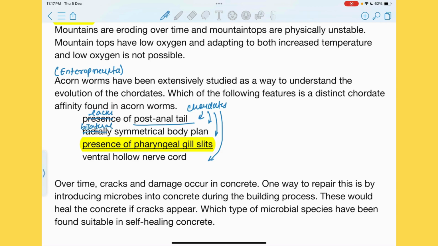Radial symmetrical body, no, they have bilateral symmetry of the body. Presence of pharyngeal gill slits, yes, they show the presence of pharyngeal gill slits. Ventral hollow nerve cord, no, they have a dorsal hollow nerve cord. So the correct option is option number 3.